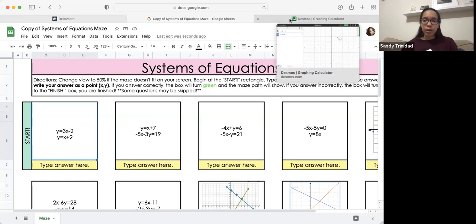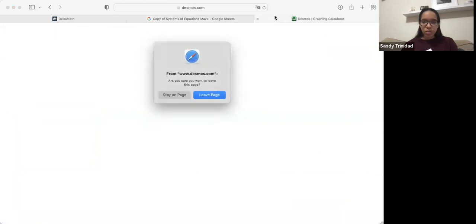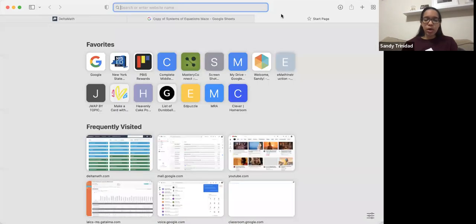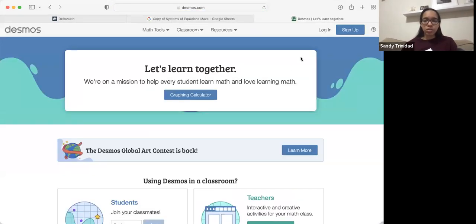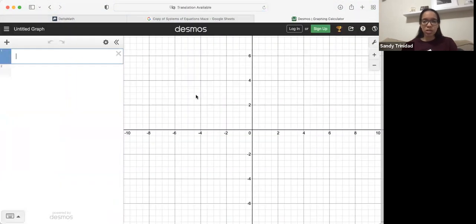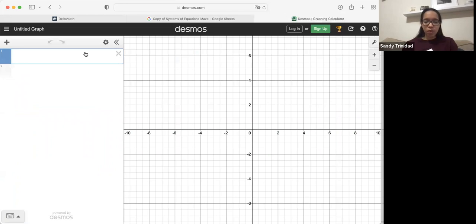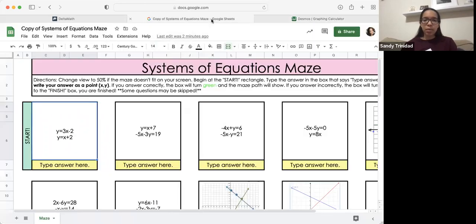So I'm going to go ahead and open up my graphing calculator. I'm going to go to Desmos, and you already have this on Google Classroom. It takes you straight here. And on Desmos, I'm going to put in my first equation. So I have y equals 3x minus 2, and it graphs it for me. Then I'm going to go ahead and graph my second equation in the same coordinate plane. So I have y equals x plus 2.